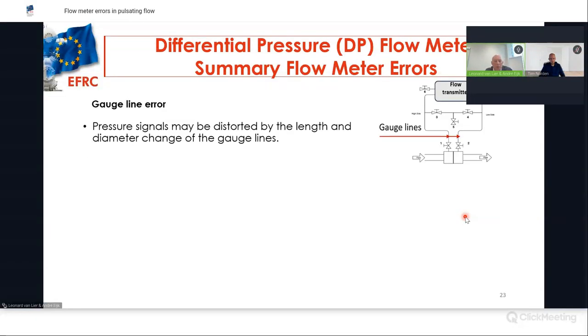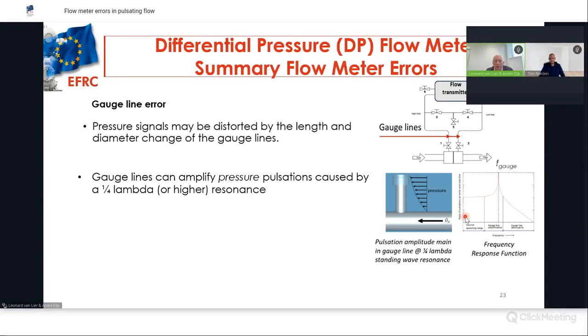The second error is the so-called gauge line error, and the pressure signals may be distorted by the length and also by the diameter change of these gauge lines. It is also possible that the so-called acoustic resonance, and then most of the time a quarter lambda or even a 3/4 lambda resonance, can occur in the gauge line. You see that on this picture.